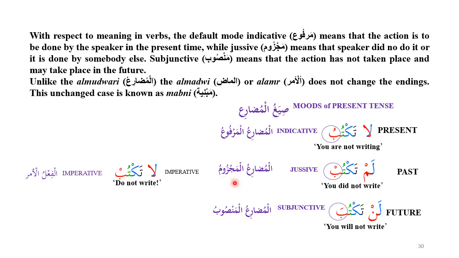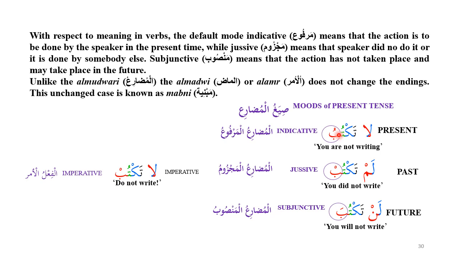Instead, there is majzum, means the action has not taken place. So say lam taktub means you did not write, right? So the action is not started or ended, because the action was not done. That's why it is the jasib case or majzum. The absence is shown by the sukun. And la taktubu, when it is marfu case, means you are not writing, right?